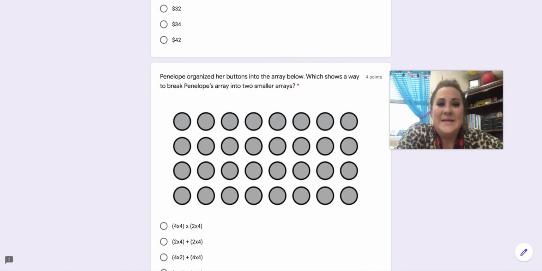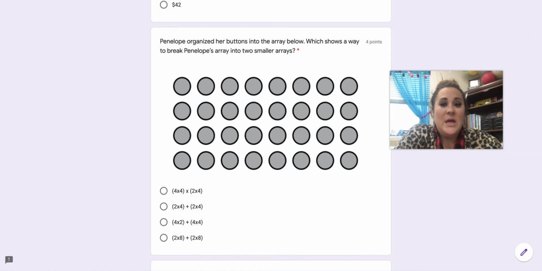Penelope organized her buttons into the array below, which shows a way to break Penelope's array into 2 smaller arrays. Think about what I taught you when we are using a factor of 4 to multiply.